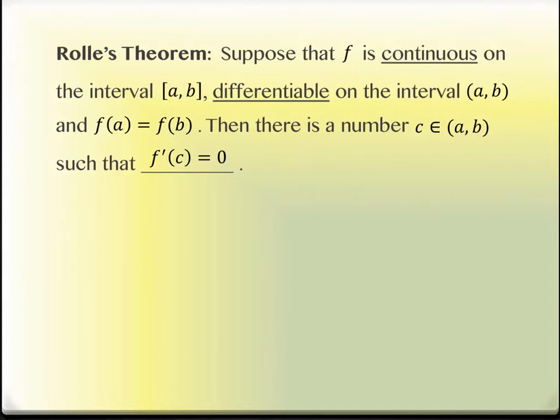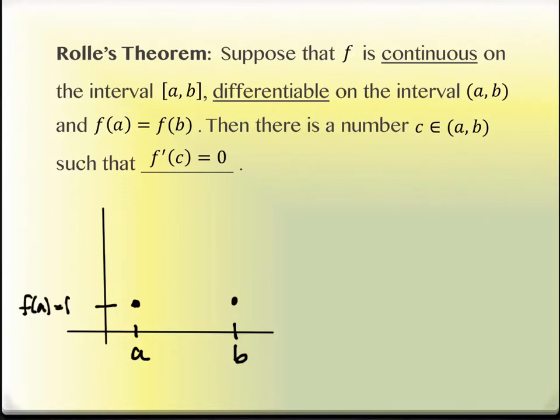And you'll notice there's some space on the paper if you've printed out the notes, and I'm going to draw you a picture of what this is saying. We have an interval from a to b. We are saying that the endpoints match wherever they are. I don't care if they're high, low, positive, negative, but they match. f(a) equals f(b).